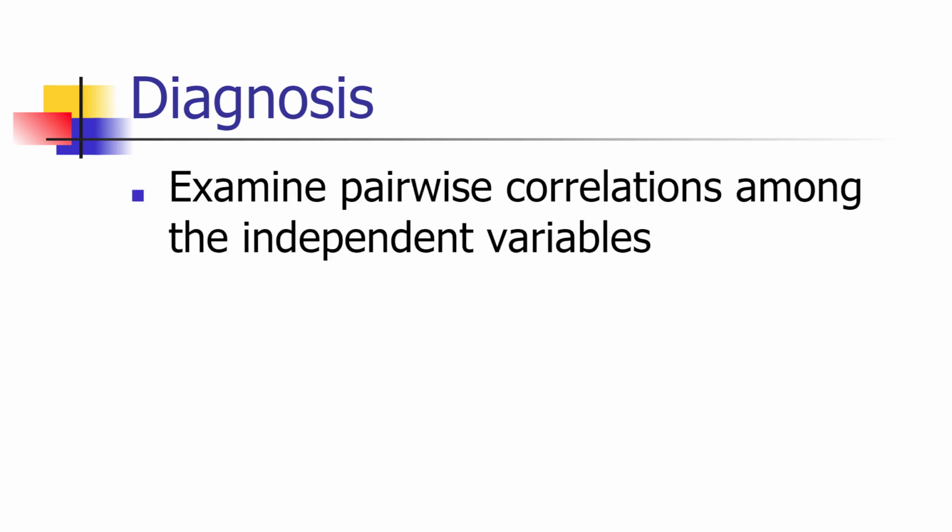The symptoms actually suggest some ways in which we could diagnose an issue with multicollinearity. A simple way of doing that is, if it's caused by high correlations among the variables, you could look at the pairwise correlations among the independent variables. And if you find extremely high correlations between pairs of your independent variables, that's likely to be a sign that you may have some multicollinearity issues.